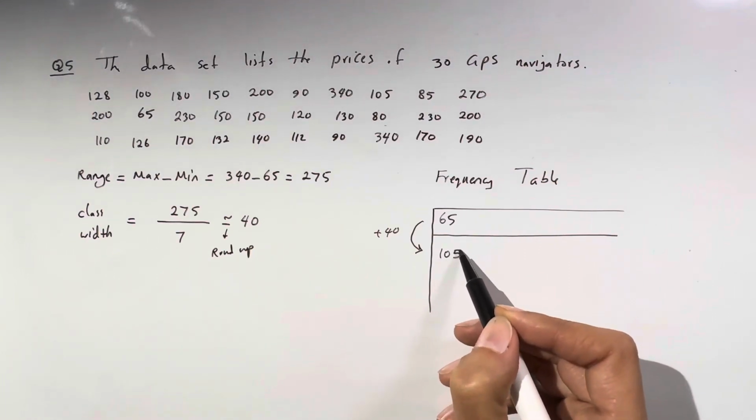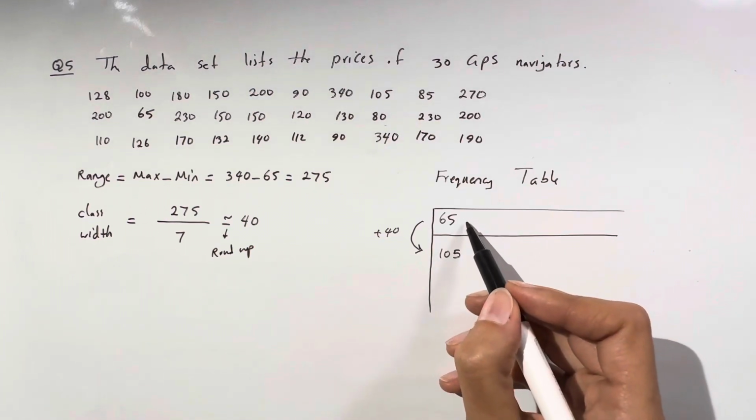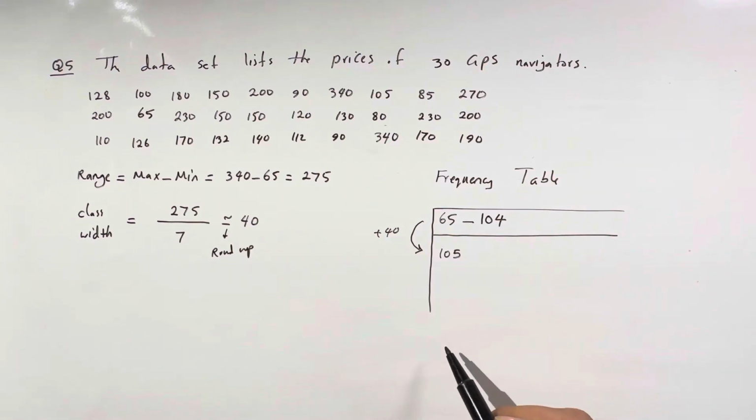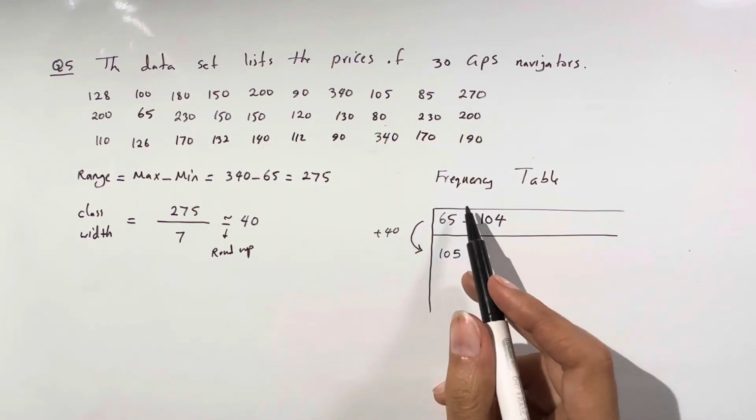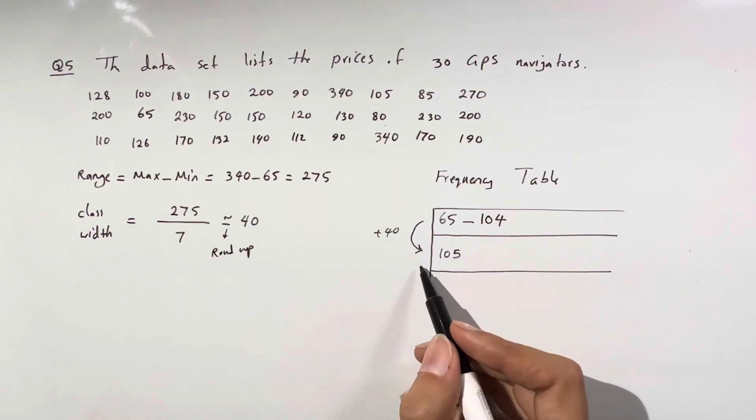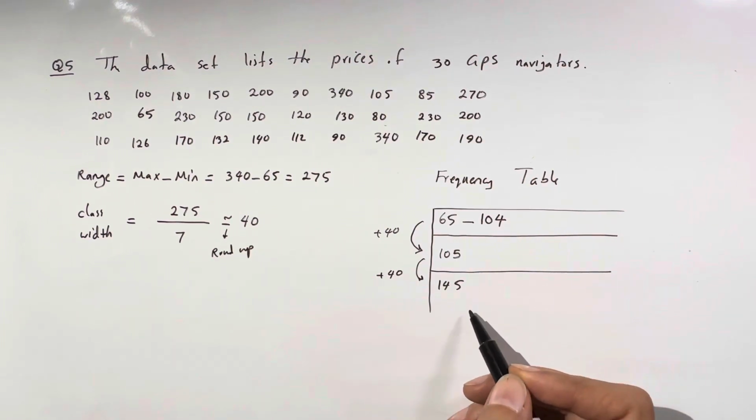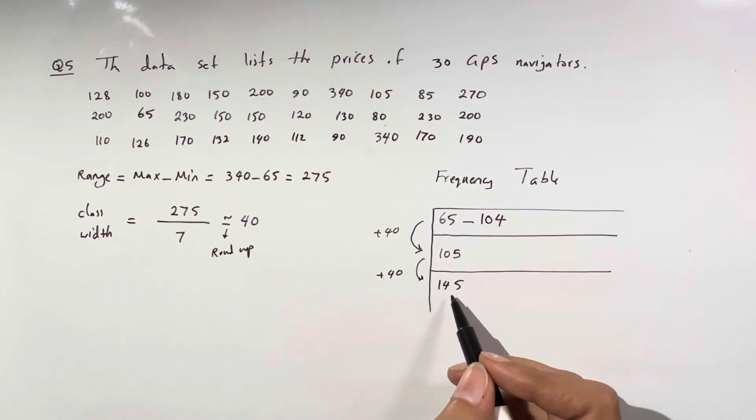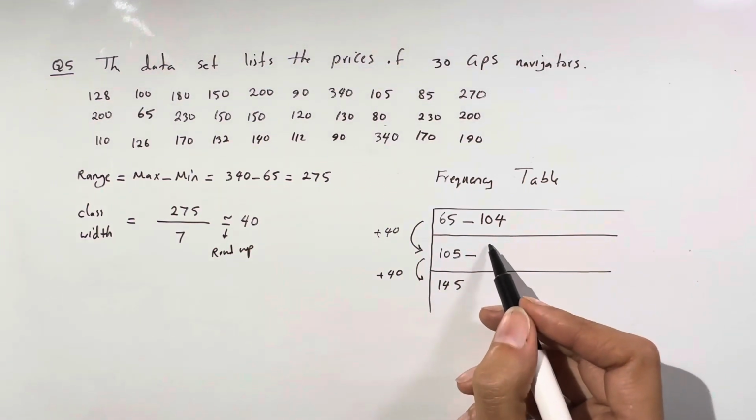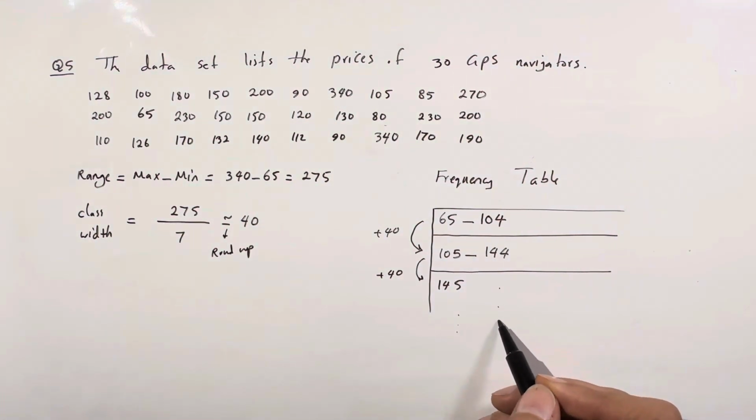is 105. Now that you have the lower limit of the second class, you can write down the upper limit of the first class, which is 104. There shouldn't be any gap between these two classes. Then you can start writing the third class. So 105 plus 40 gives you 145. So since the lower limit of the third class is 145, the upper limit of the previous class is 144, and so on. You can continue this process.